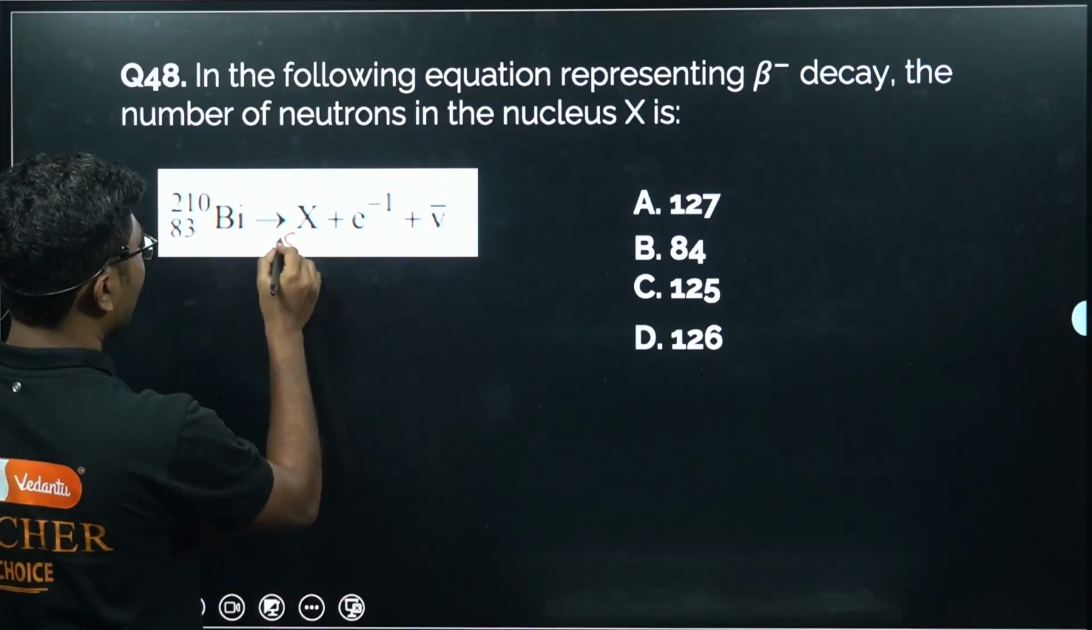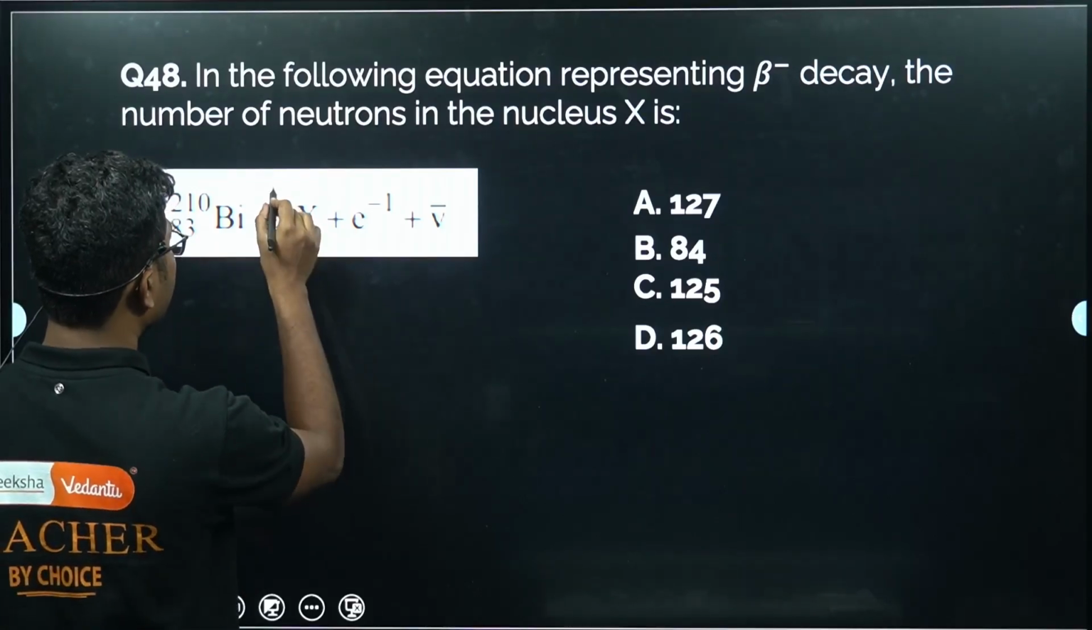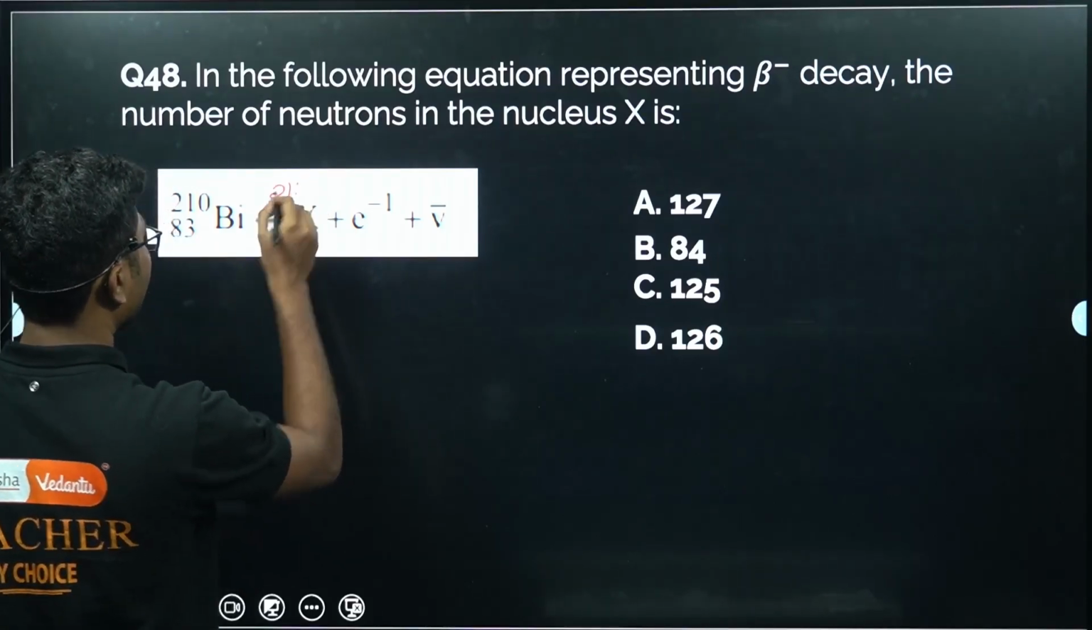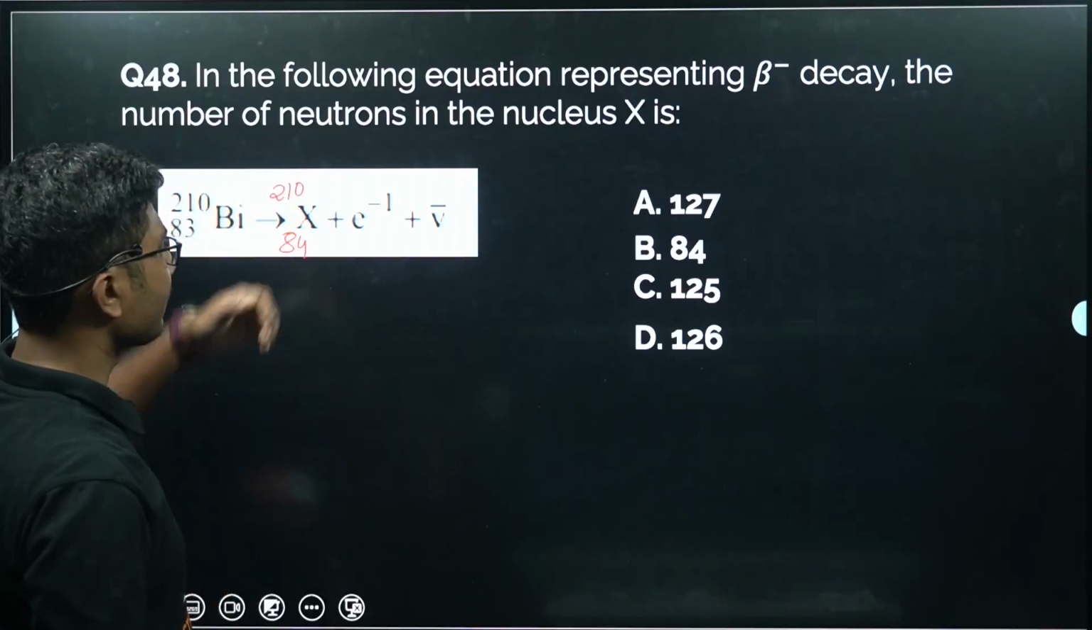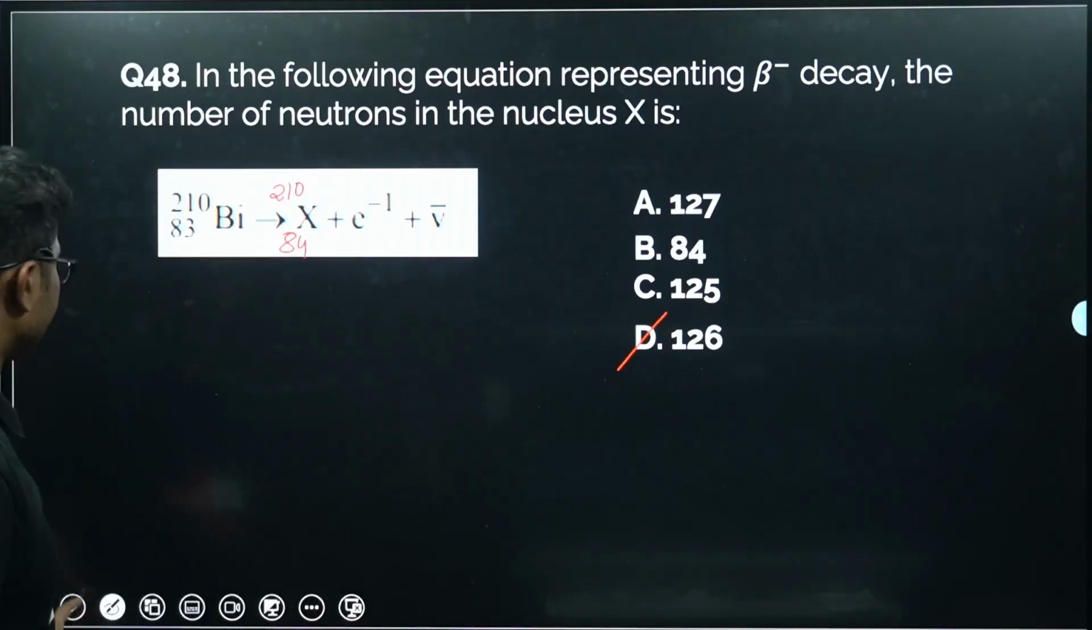This will be 84 after beta decay. After beta decay, the neutron number decreases and the proton number increases, but the mass number remains unchanged, and then you just have to find the difference, which will come out to be 1.26.